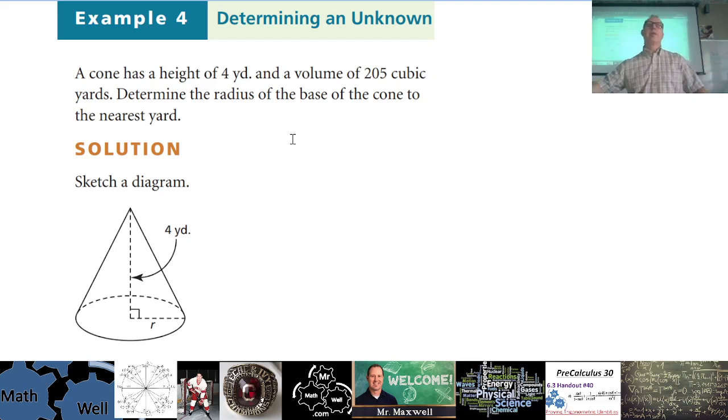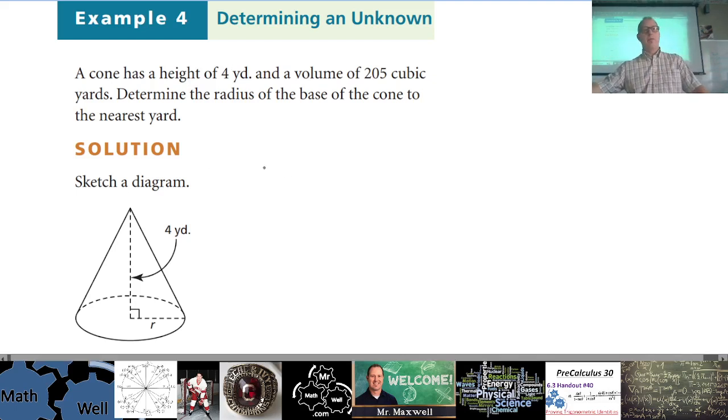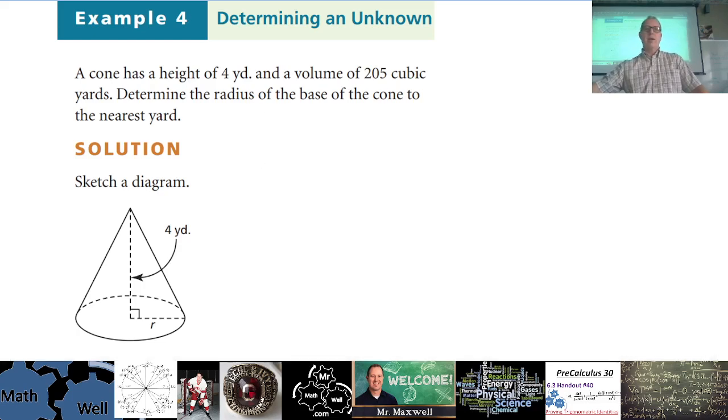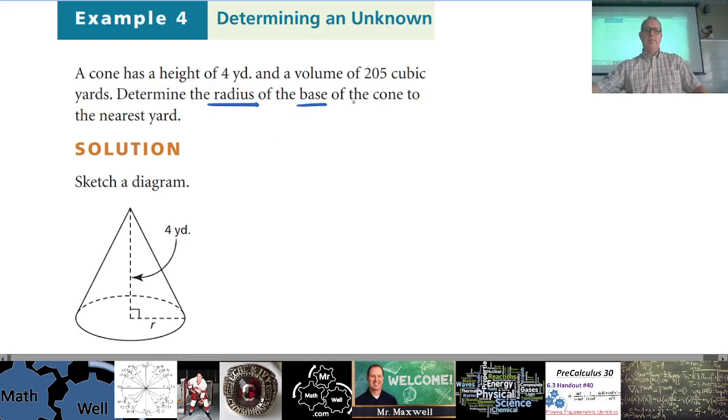We're going to use the formula, and instead of solving for the volume like we have in our other examples, we're going to solve, in this case, we want to determine what the radius of the base of the cone is. Okay? So we're given a height of 4 yards, so that's from the tippy top to the base of the middle at the bottom, and we're given a volume of 205 cubic yards, so we're given the volume, and we're asked to find the radius.